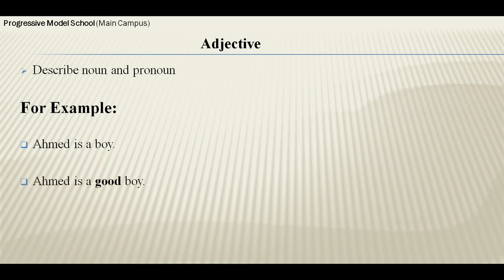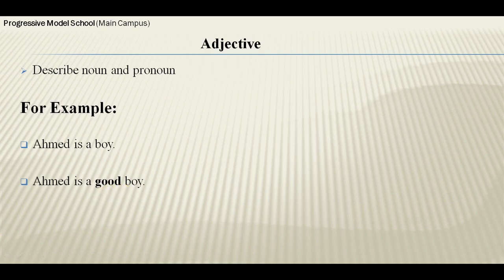So now let's see this example. Ahmed is a good boy. Here we are describing the quality of Ahmed by telling that he is a good boy. So the word good is an adjective here.